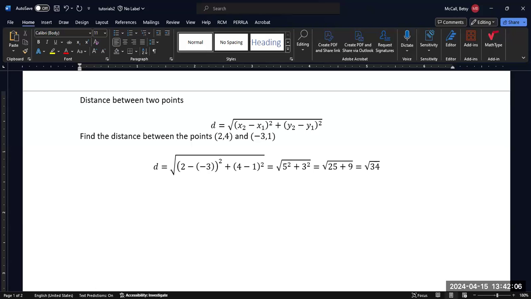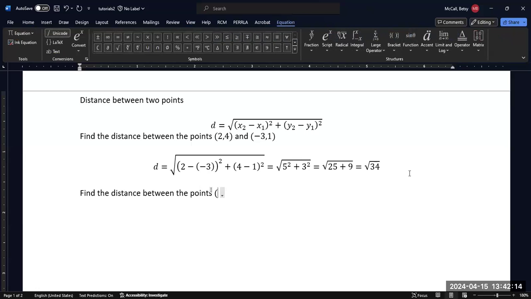Now let's take this up into 3 dimensions. Find the distance between the points (1, 5, -2) and (3, 8, 6).